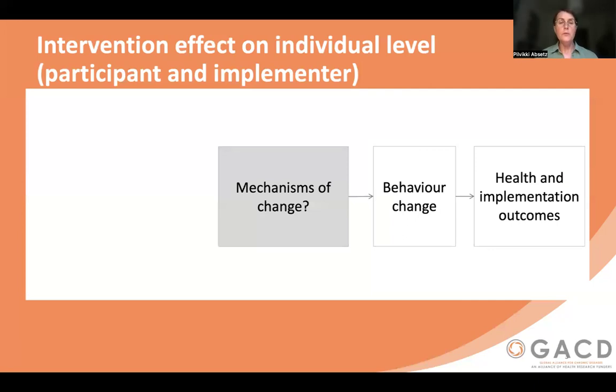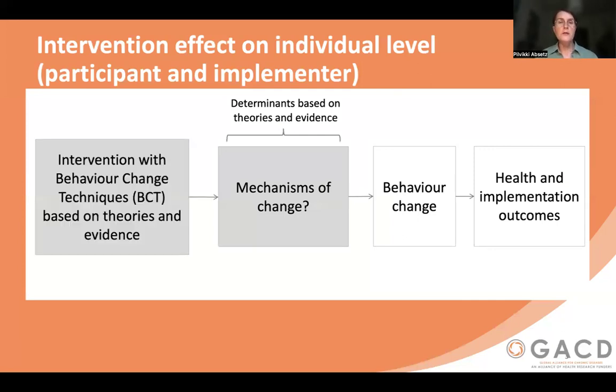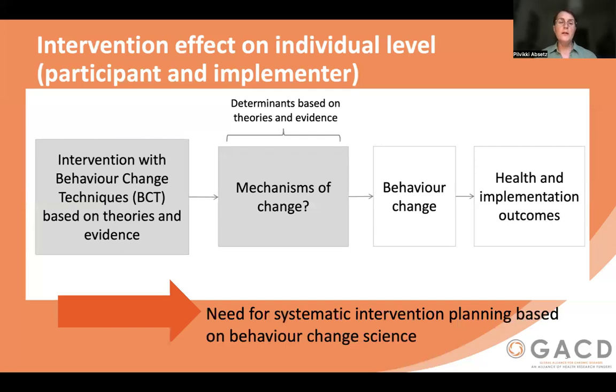And today we want to learn a little bit more about the mechanisms of those changes with determinants based on theories and evidence, and also intervention strategies utilizing behavior change techniques that are based on theories and evidence as well. And recognizing that there is a need for systematic intervention planning based on behavior change science, and that this planning should entail also the interventions that are targeting the implementers. Because as we know, people don't just change their behaviors because of just information or training of skills, but often it's a more complex process. And this also entails implementers, not only the recipients of our interventions.